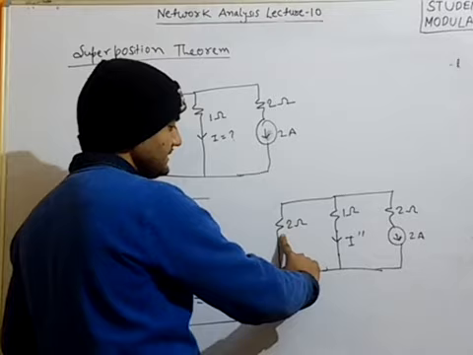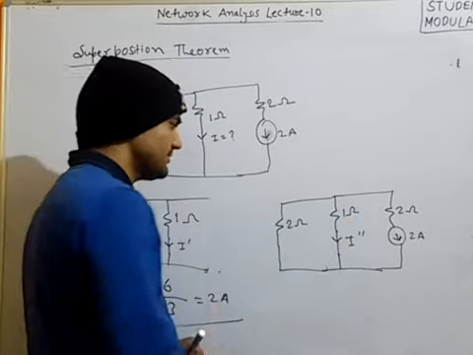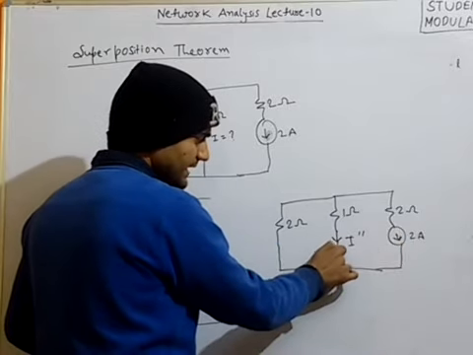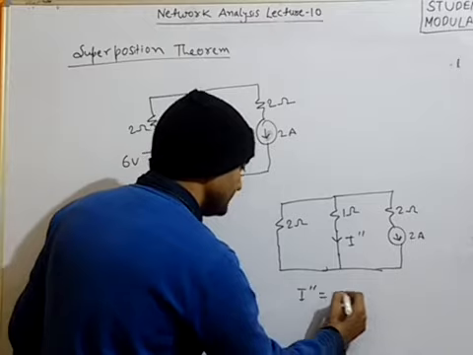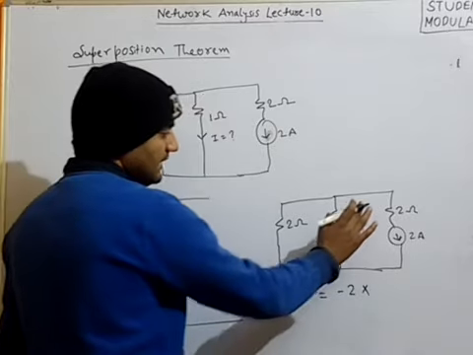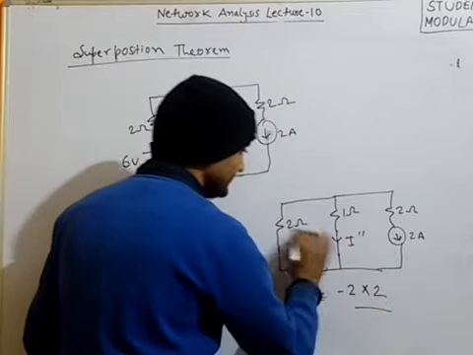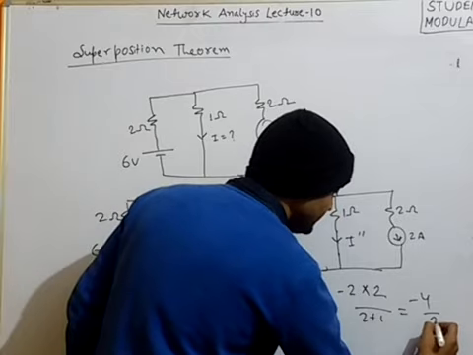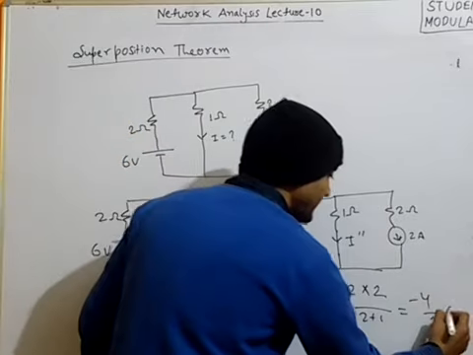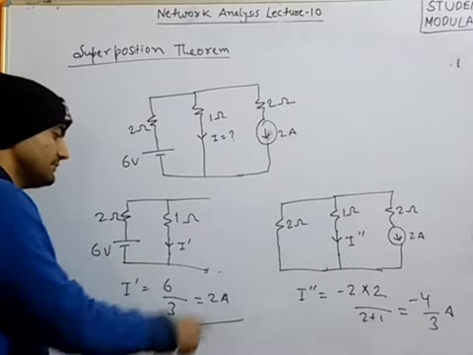One having the resistance 2 ohm and the other having resistance 1 ohm. So, simple current division rule, and the direction is opposite. So I double dash will be negative of this. I double dash equals negative of 2 into the resistance that will be multiplied, and the sum of the two, that is 2 plus 1, so minus 4 by 3.